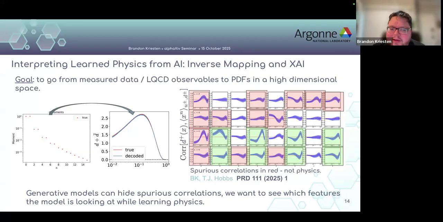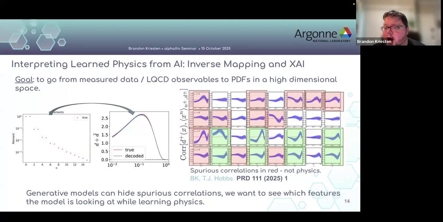And so one would expect that the d plus PDF would only be correlated with the d plus moments because those are their integrals. And those are what's highlighted in green. And so you can see that in green, we are mostly non-zero. So that's great. Those correlations exist. It means our VAIM is learning those physics correlations.